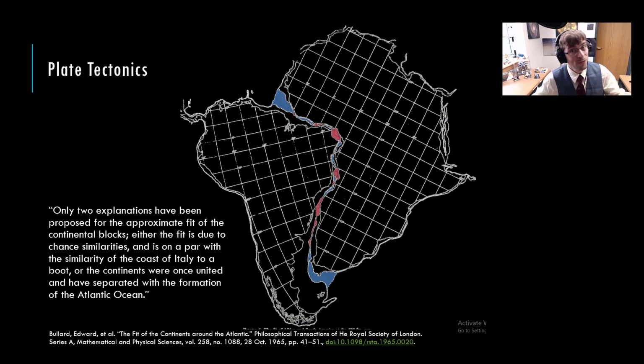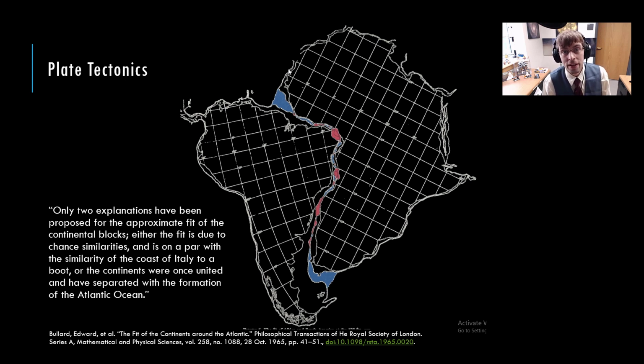So he said, you've got two possibilities here. Number one, it's happenstance. It just randomly occurred, much like how Italy resembles a boot, or maybe Louisiana for that matter. Just chance similarity. But he says, or I propose that they once were fitted together, that they started out together and since have separated. And that's the idea of plate tectonics, is that land masses such as Africa and South America at one point were together and have slowly drifted away on their respective plates.